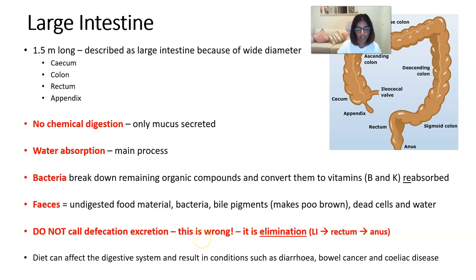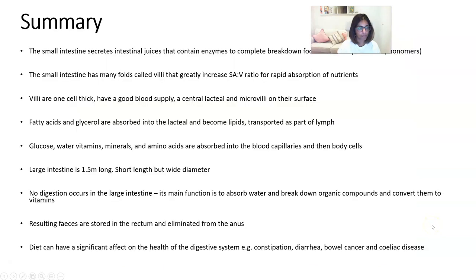So the diet can affect how the large intestine works. It can lead to conditions such as diarrhea, bowel cancer and celiac disease. So it's really important that we understand about our digestive system and look after it. This is a video which will help you to understand what goes on in the large intestine. I recommend that you watch this on the PowerPoint.